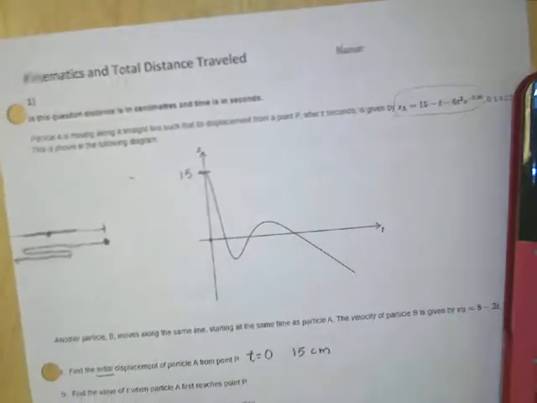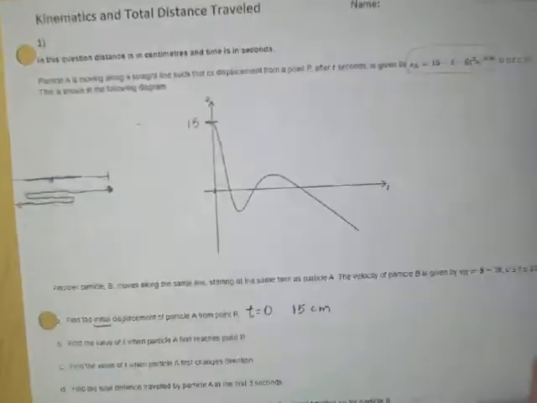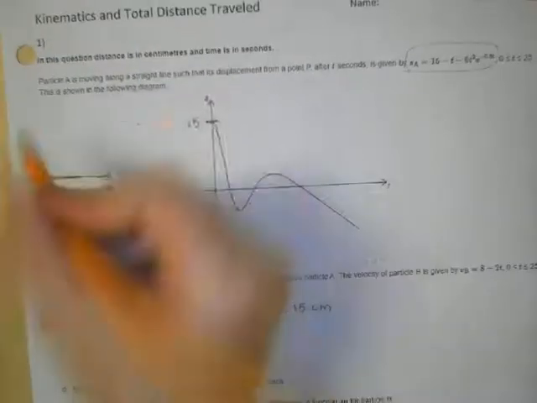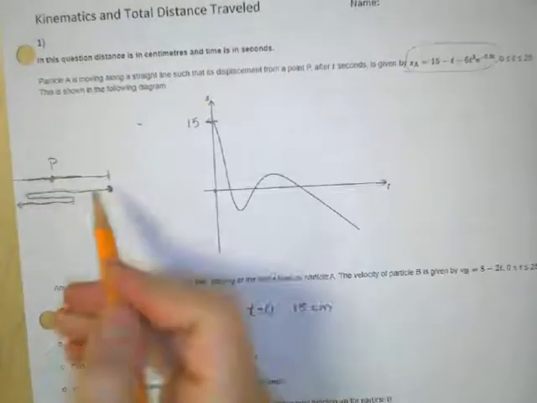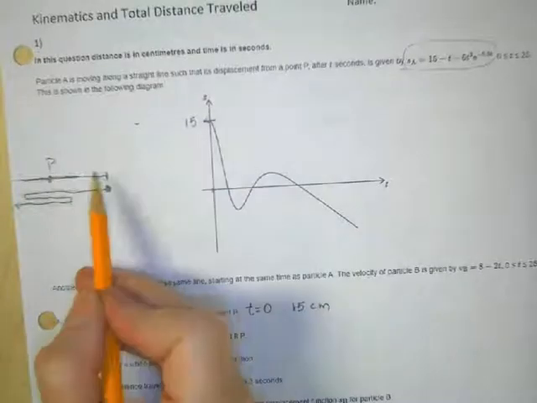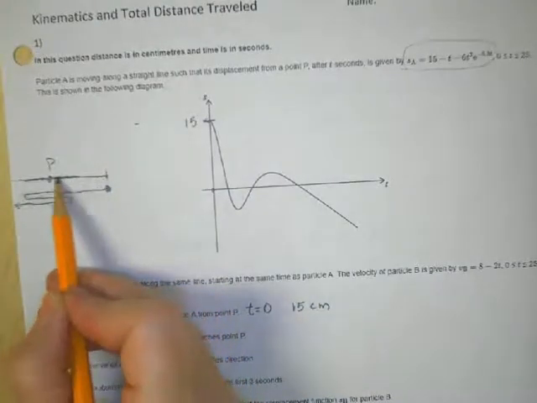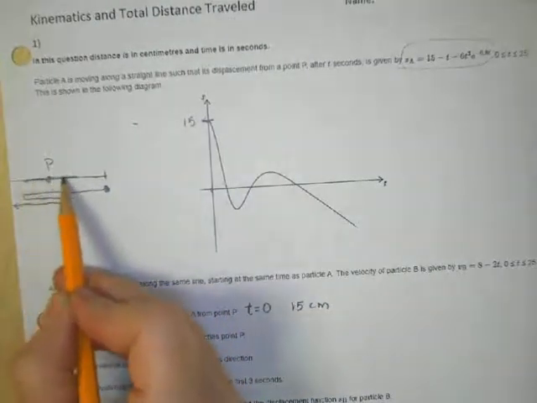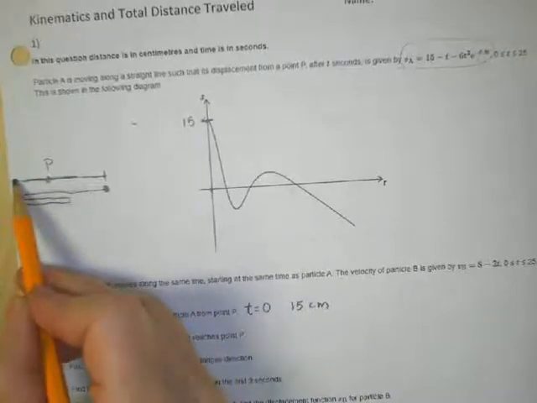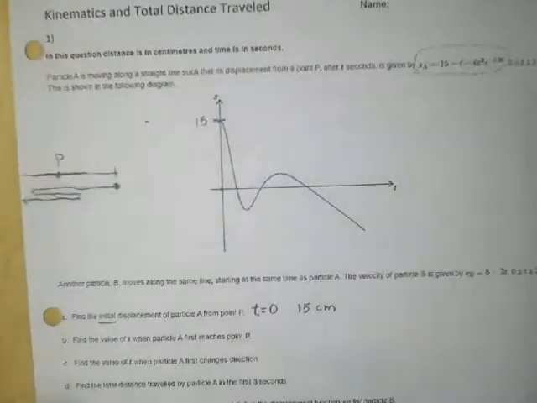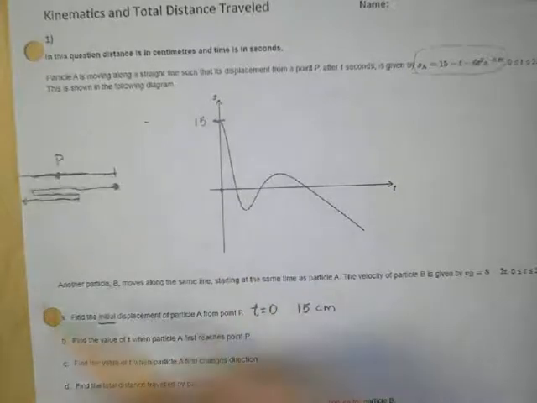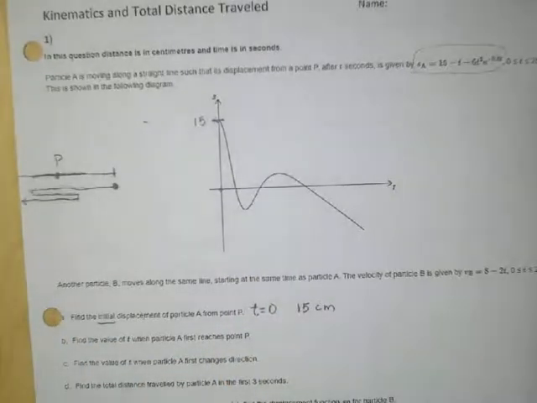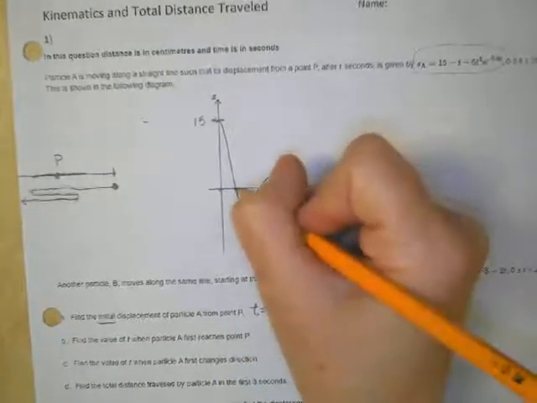Find the value of t when the particle first reaches point P. So here's point P. So remember what I was saying? It's starting 15 centimeters away, it's coming down, it's passing it, it's turning around, passes it, turns around, and then keeps going. So when does it first pass it? It first passes it when the displacement is 0. Where's the first place that the displacement is 0? That would be right here.